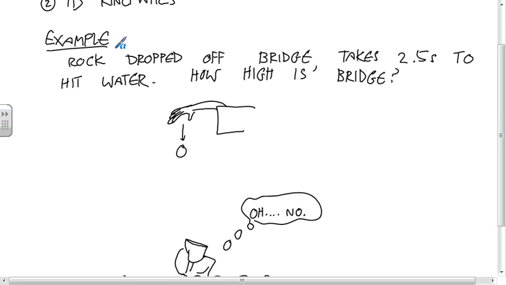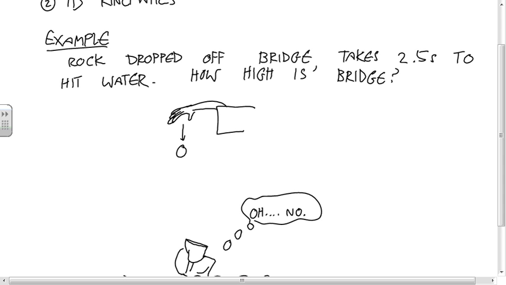Okay, so this question asks us, how high is the bridge? What we know about it is that the rock is dropped from rest, so we know a velocity at the instant that it's dropped. We know an amount of time that it takes to hit the water, which you could think of as a time final. So we have information right at the instant it's released, and we have information right when it hits the water.